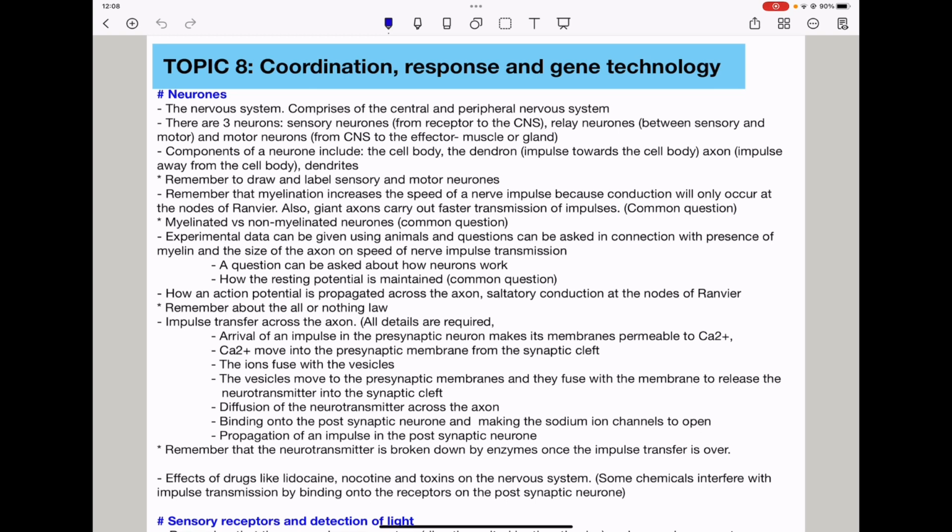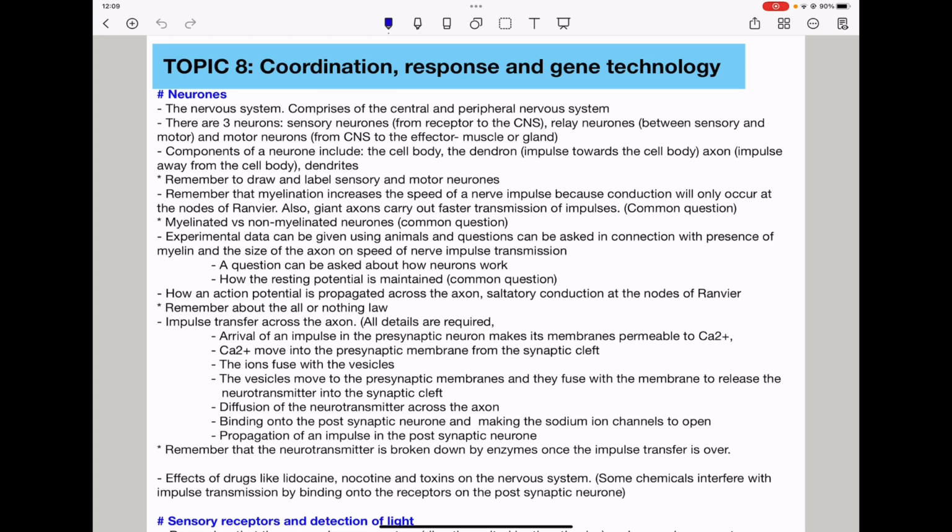They are sensory neurons, which are from the receptor to the central nervous system. We have relay neurons between the sensory and the motor neuron, and we have the motor neuron that connects from the central nervous system to the effector, which could be a muscle or gland. This is in case of a reflex action. You need to know that components of a neuron include the cell body, the dendron, the axon, dendrite, and so on. And you need to know that some neurons are myelinated while others do not have myelin.